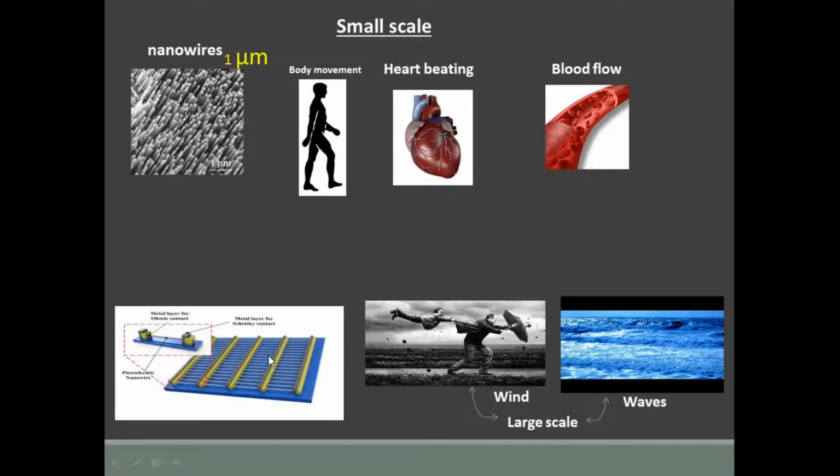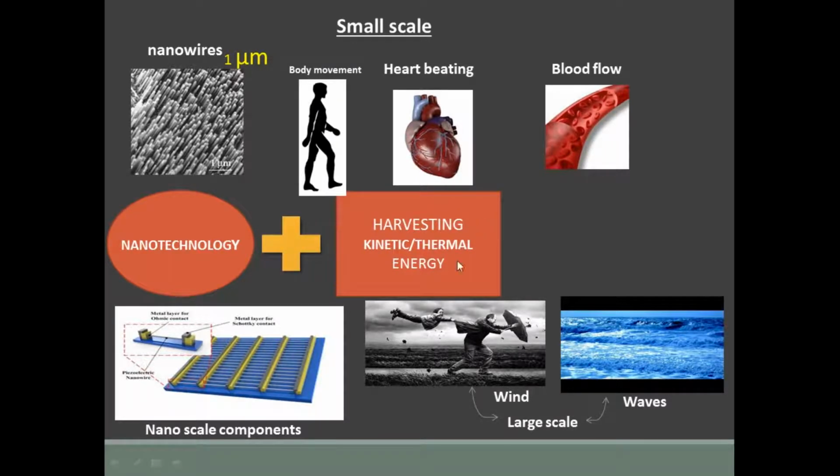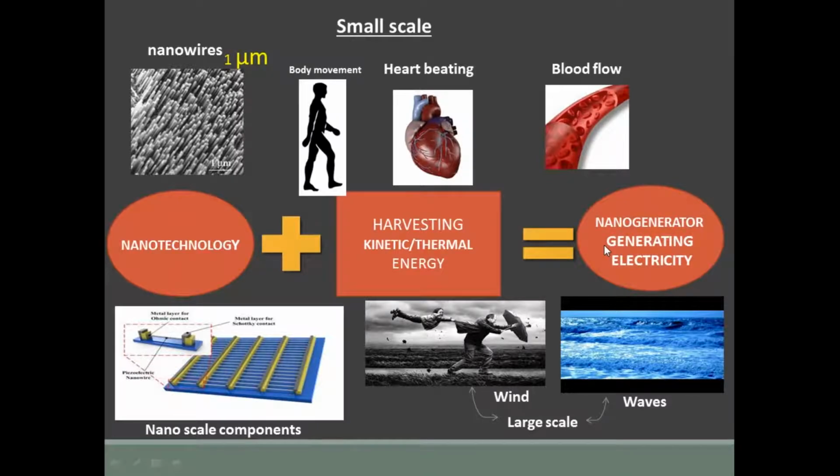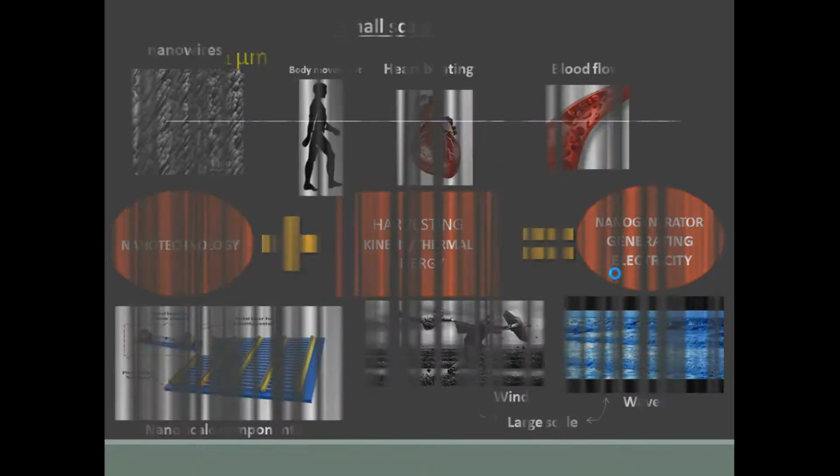Here I'm going to show you the components which we will use in nanogenerators. Nanoscale components: nanotechnology meets with the harvesting of kinetic or thermal energies, and as a result, when both of these things are combined with each other, they make nanogenerators, and nanogenerators generate electricity.